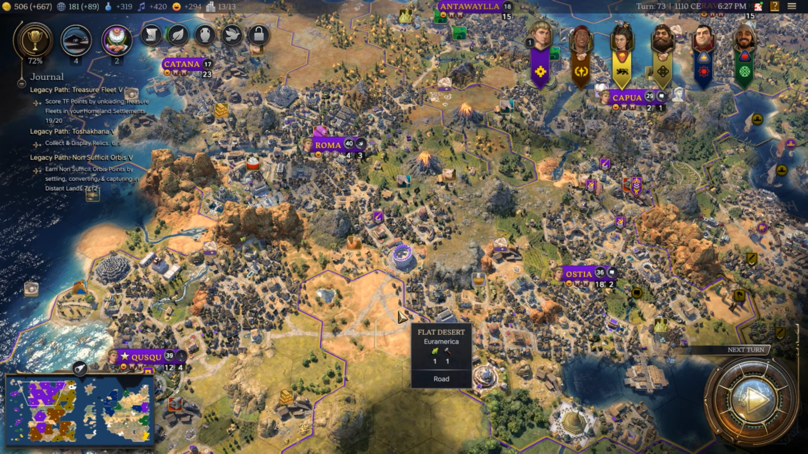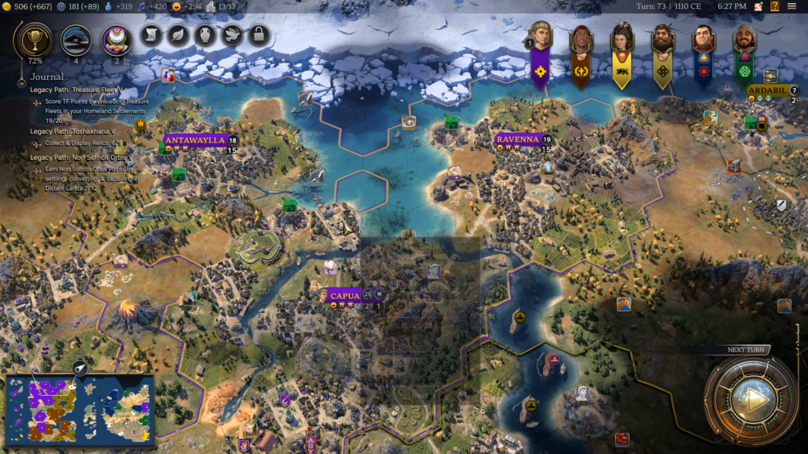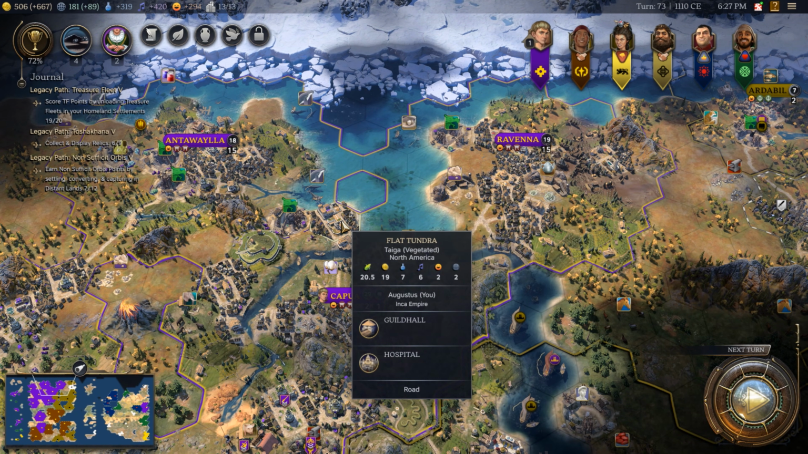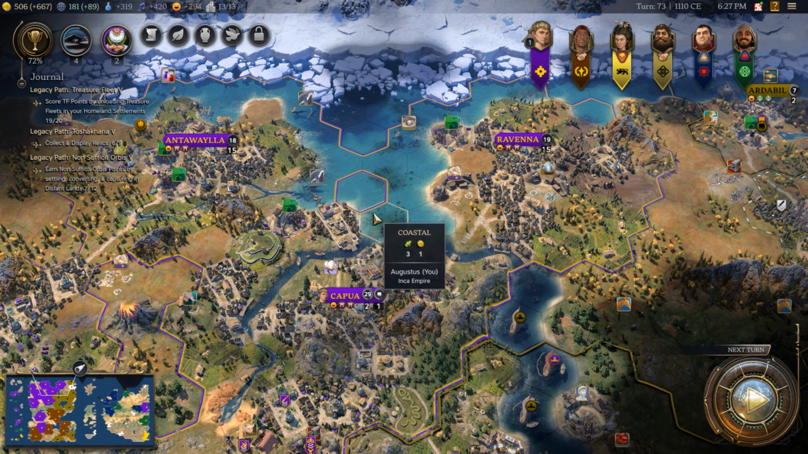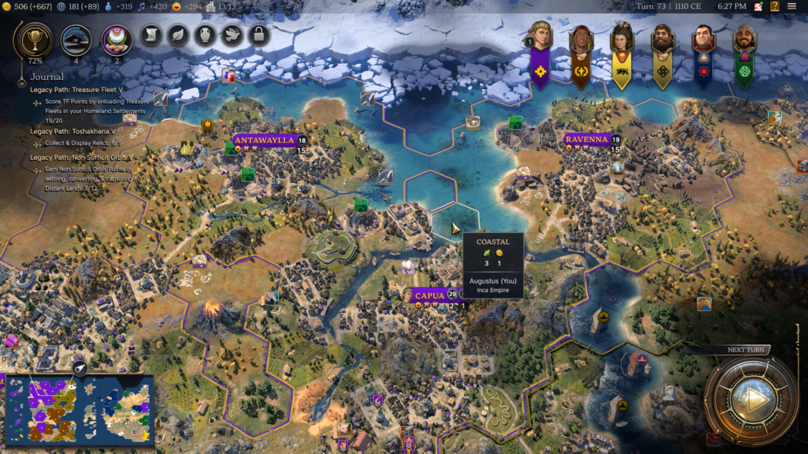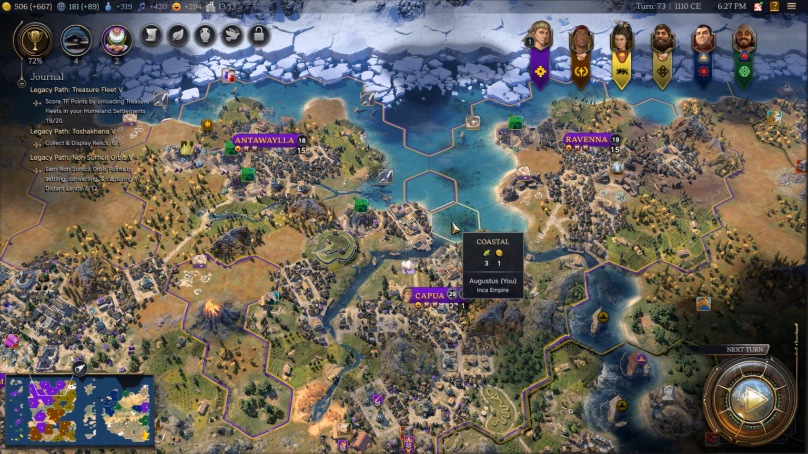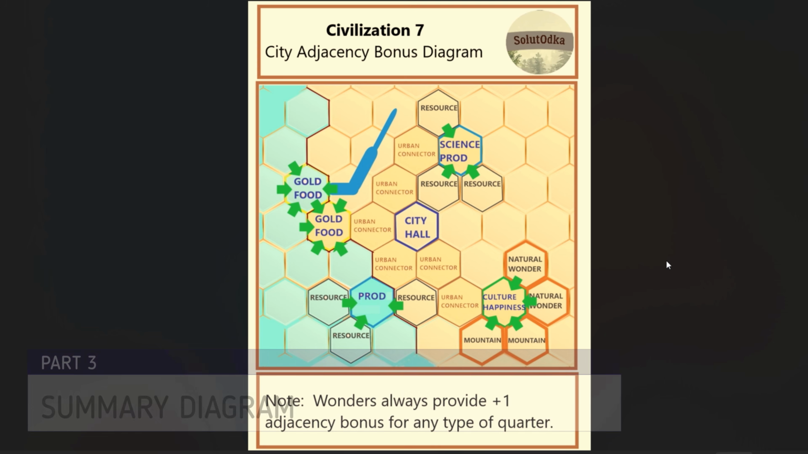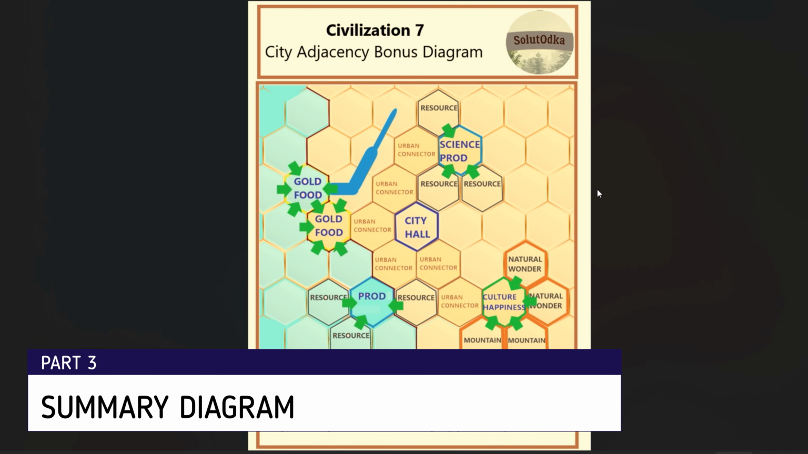So those are a few small examples that I wanted to show you. It's not just a theory, it's some real-life examples in the game. And now in part 3 we'll go through a summary diagram that I designed based on all these learnings. Okay, and here is our city adjacency bonus diagram.